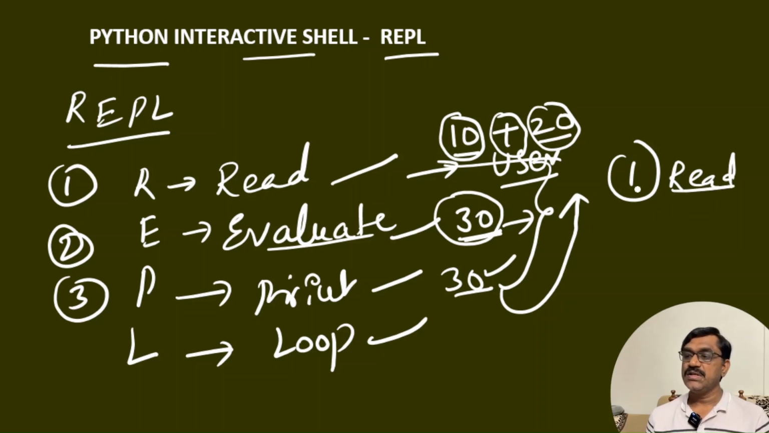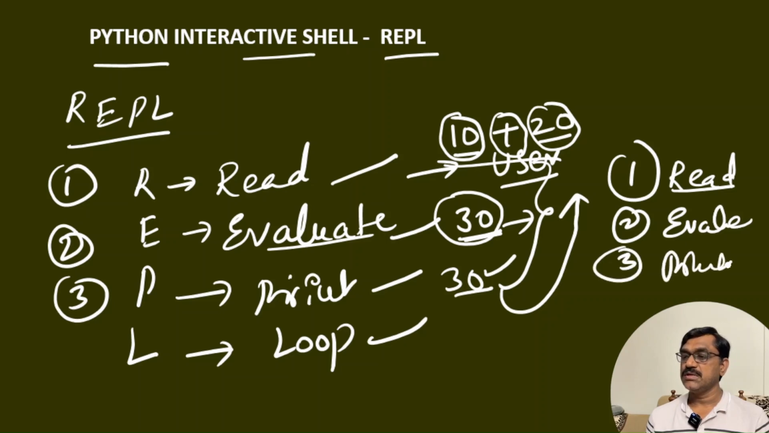So again, it is going to read the next expression. Next, it is going to evaluate that. And third one is it is going to print the result. After this, again, it is waiting for the next input. That is what I mean to say looping. So L stands for this loop. Here, loop indicates which one? The Python interactive shell is waiting for the next input from the user. This is about the loop.